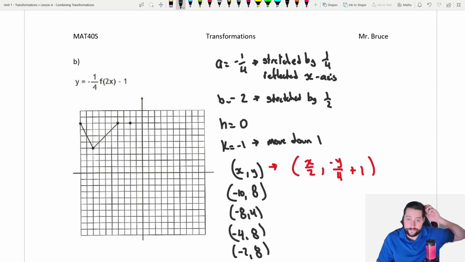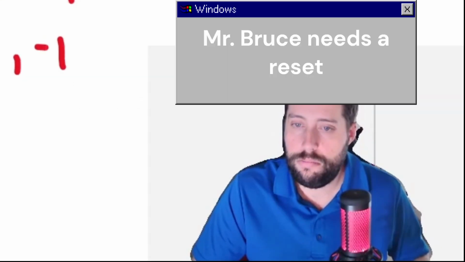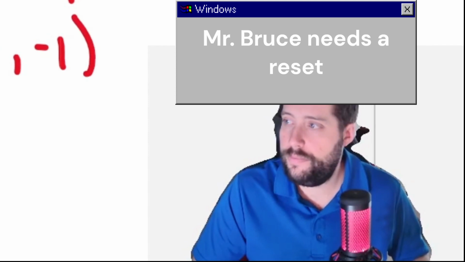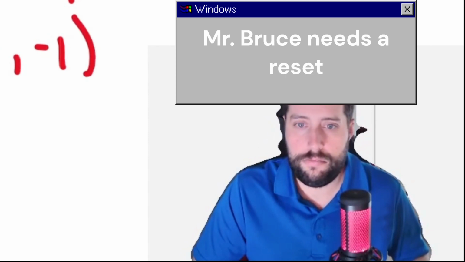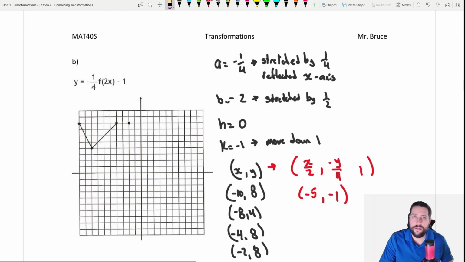Okay. So now we can go ahead and do that. So this is going to be x over 2. So now we have -5 and 8. So it'll be -8 divided by 4 is -2 plus 1 is -1. Oh, I'm supposed to move down 1. Oh my goodness. That's going to be -3.